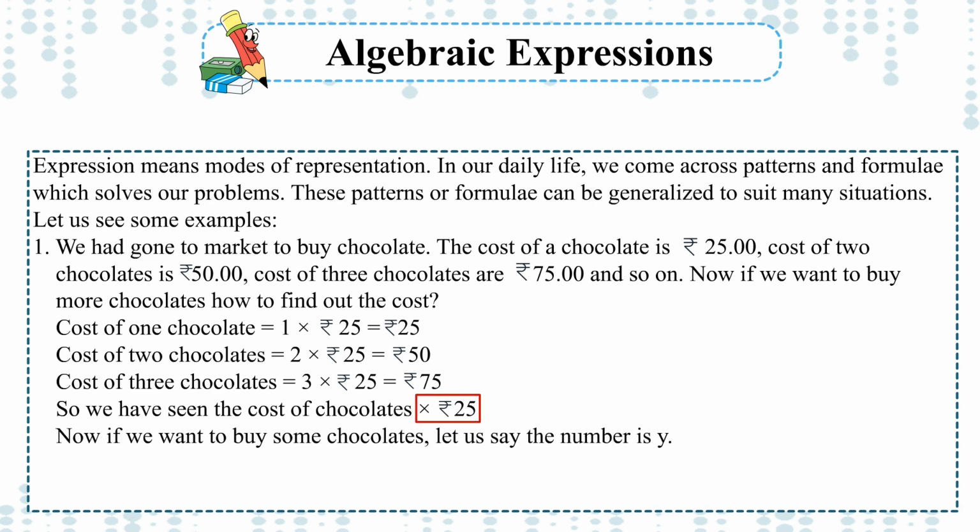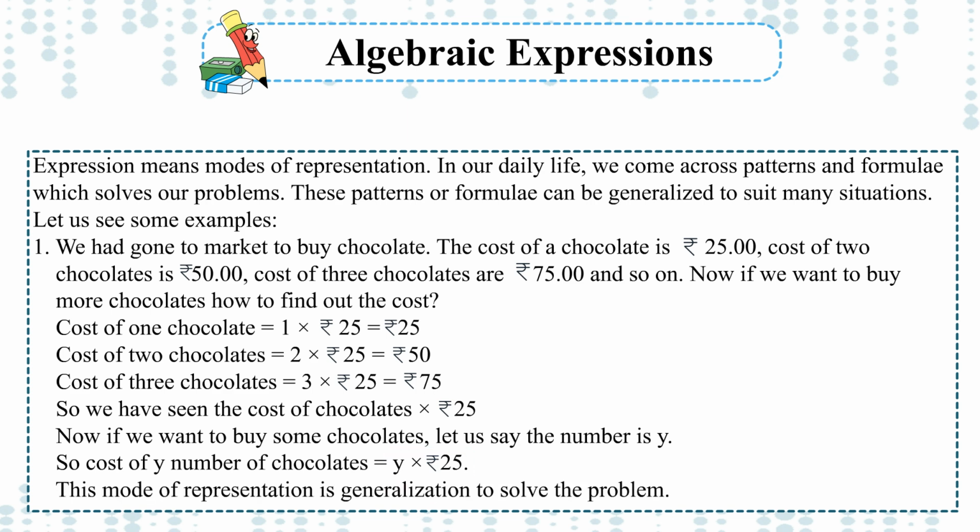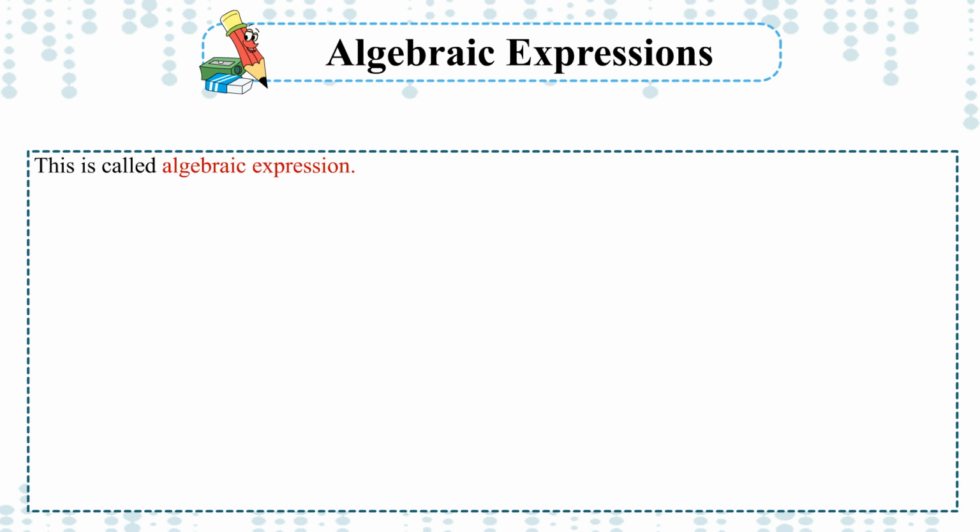Now if we want to buy some chocolates, let us say the number is y. So the cost of y number of chocolates is equal to y multiply rupees 25. This mode of representation is a generalization to solve the problem. This is called an algebraic expression.